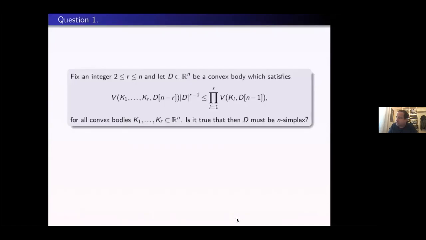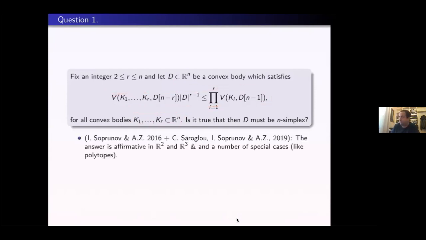So in other words, if I have a convex body D, which satisfies this inequality for any test sets K1, ..., KR, does D must be a simplex? So this is kind of an offside note, because in convex geometry, there are many questions which are asking to characterize a simplex. So it's a nice question to try to characterize a simplex using inequalities for mixed volumes. And actually it turns out that the answer is yes in dimension 2 and 3. And I was able to do it with my friends, Ivan Soprunov and Chris Saroglou. But in general, starting from dimension 4, this I don't know.